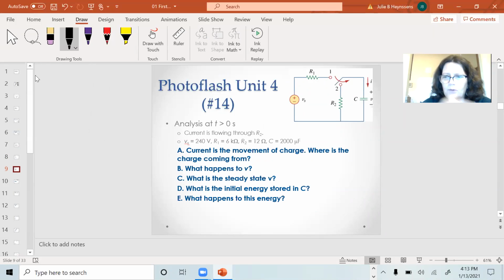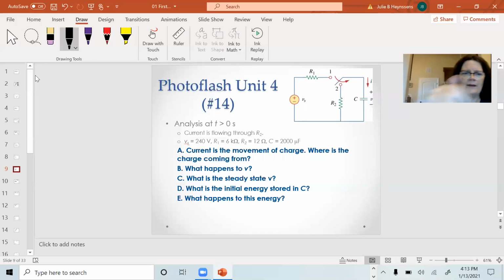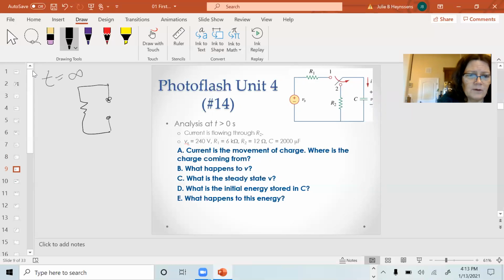We want to figure out what happens after this has been sitting here for a long time. Now, at t equals infinity, the capacitor's been sitting there with no change on it for a very long time. So it goes back to being the DC model of being an open circuit. The switch is still in position 2. So I'm connected to that 12 ohm resistor.